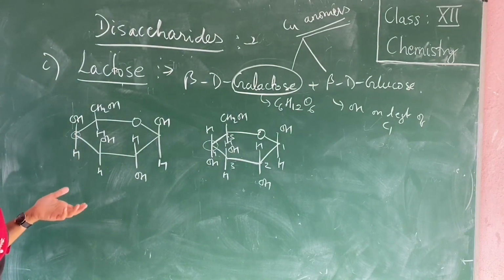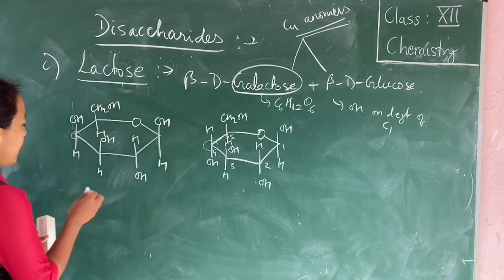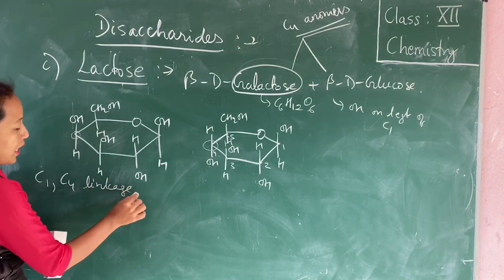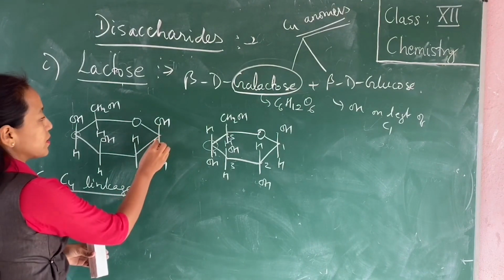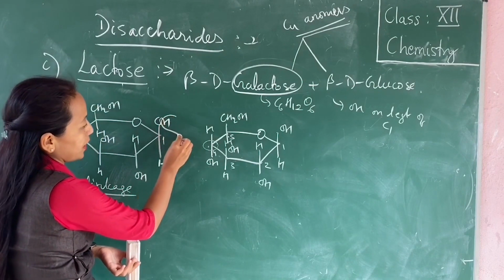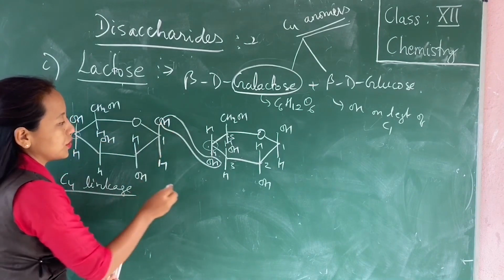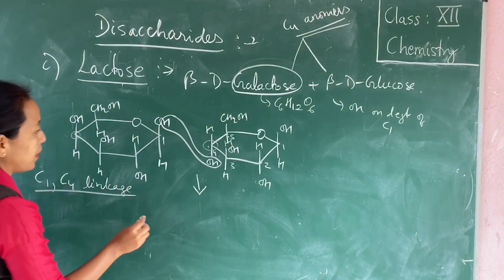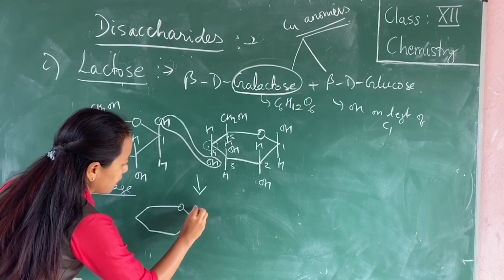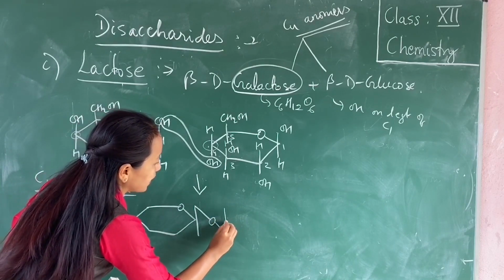Now a glycosidic linkage will be formed between these two and you get the lactose. Now for that again, C1, C4 linkage is formed. How that happens is, this is the C1 and this is the C4. Now these two will react in such a way that a water molecule is eliminated and these two are combined through this oxygen atom. So you will get a compound where an oxygen link is formed between these two rings.